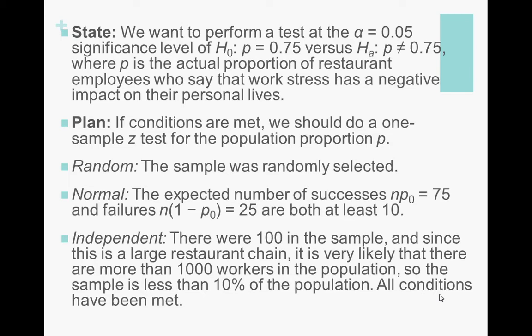Time to plan. If the conditions are met, we should do a one sample z-test for the population proportion p. For our test, the sample is randomly selected. Check. The number of successes and failures are both at least 10. Check. Independent.